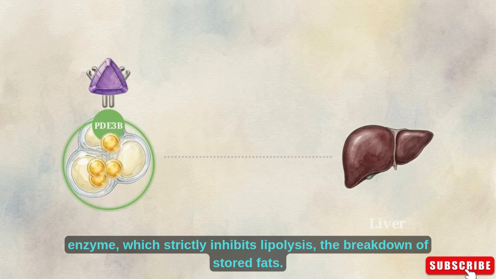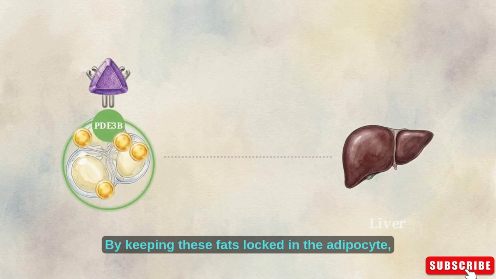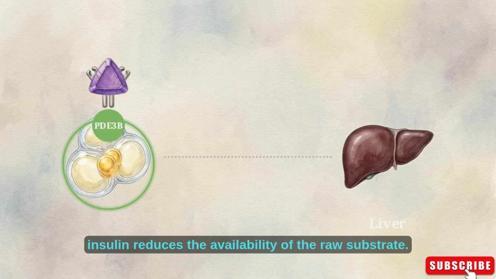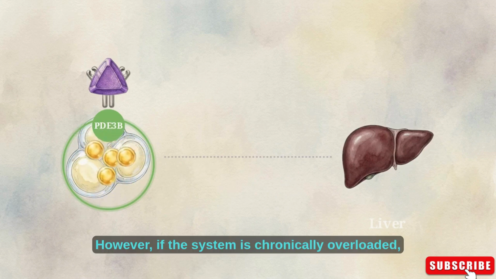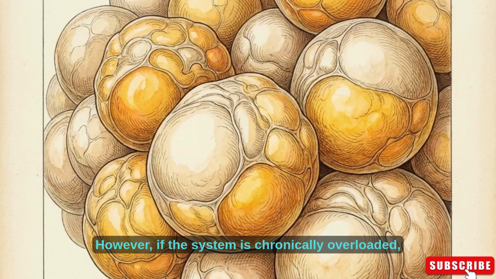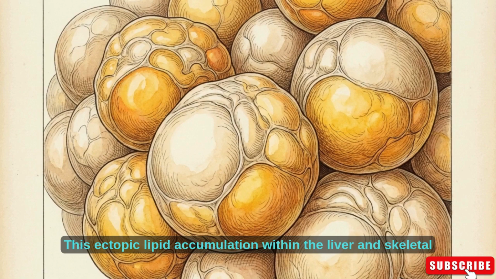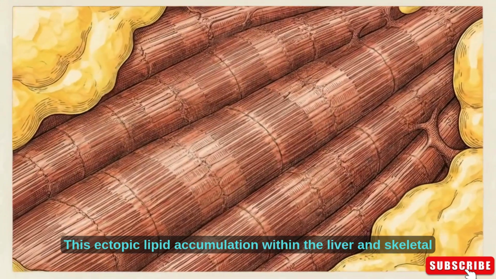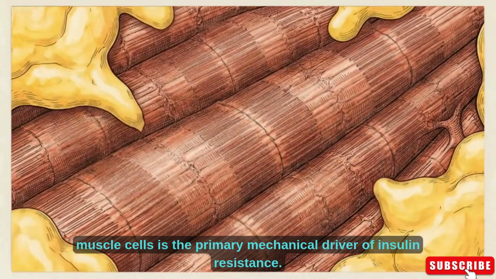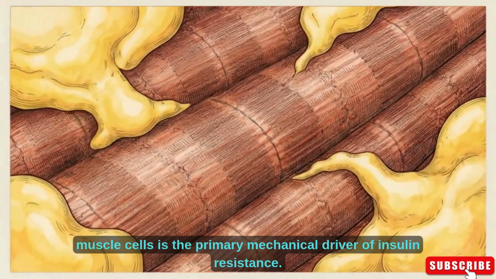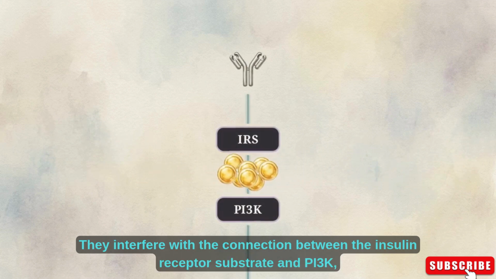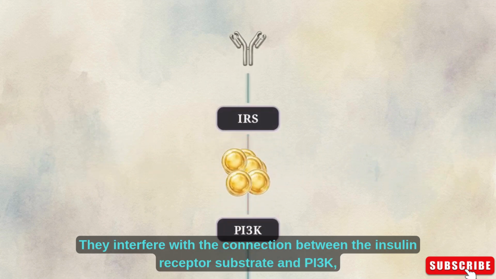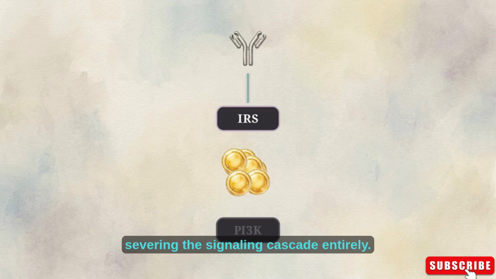Over in white adipose tissue, insulin activation triggers the PDE3B enzyme, which strictly inhibits lipolysis, the breakdown of stored fats. By keeping these fats locked in the adipocyte, insulin reduces the availability of the raw substrates the liver normally uses to synthesize glucose. However, if the system is chronically overloaded, lipids accumulate outside of adipose tissue. This ectopic lipid accumulation within the liver and skeletal muscle cells is the primary mechanical driver of insulin resistance. These excess lipid molecules act as a physical barrier. They interfere with the connection between the insulin receptor substrate and PI3K, severing the signaling cascade entirely.